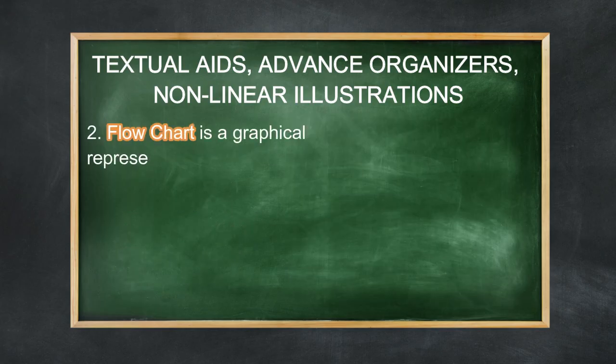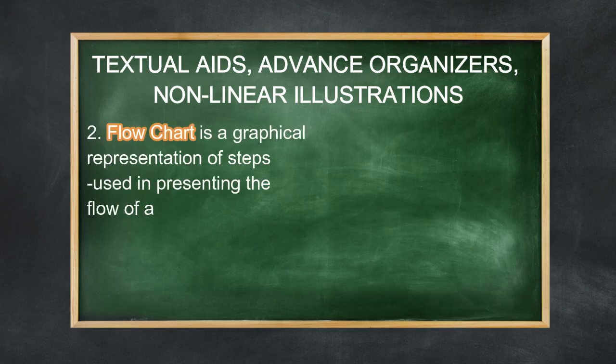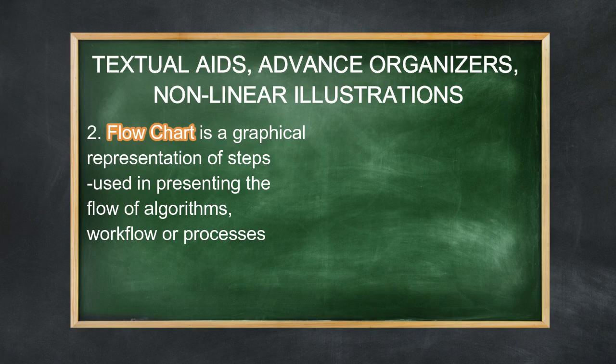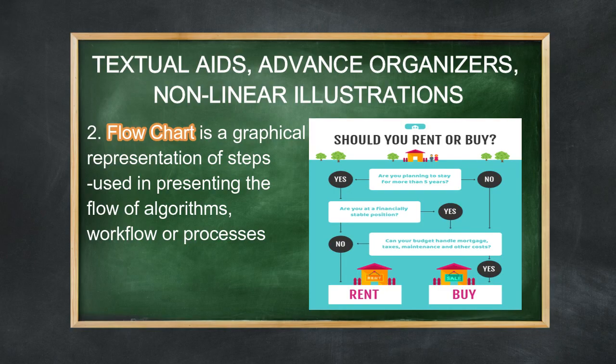2. Flowchart. A flowchart is simply a graphical representation of steps. It shows steps in sequential order and is widely used in presenting the flow of algorithms, workflow, or processes. Typically, a flowchart shows the steps as boxes of various kinds and their order by connecting them with arrows. Here is an example of a flowchart on whether one should buy or rent a house.